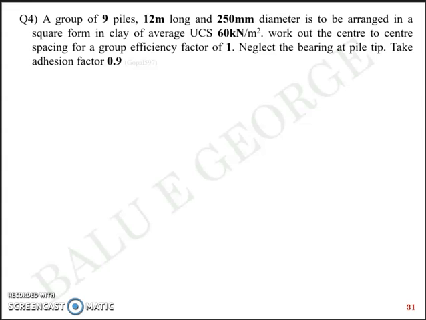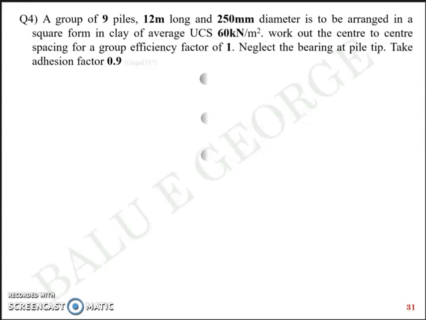Good morning all. We'll try to work out a few numerical problems based on the group capacity of piles. A group of 9 piles, 12 meter long and 250 millimeter diameter, is to be arranged in a square form in clay of average UCS 60 kilopascal. You're asked to work out the center to center spacing for a group efficiency factor of 1, neglecting the bearing at the pile tip and taking the adhesion factor as 0.9.